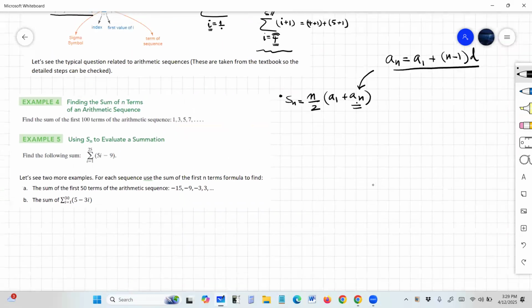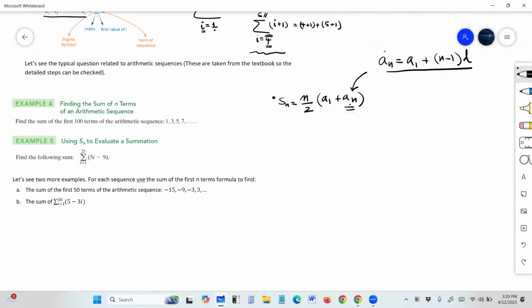Okay, so let's put this right here so that we can see while we're doing the problems. So example 4 and 5 are taken from the book. So here's the fourth example. Find the sum of the first 100 terms of the arithmetic sequence.